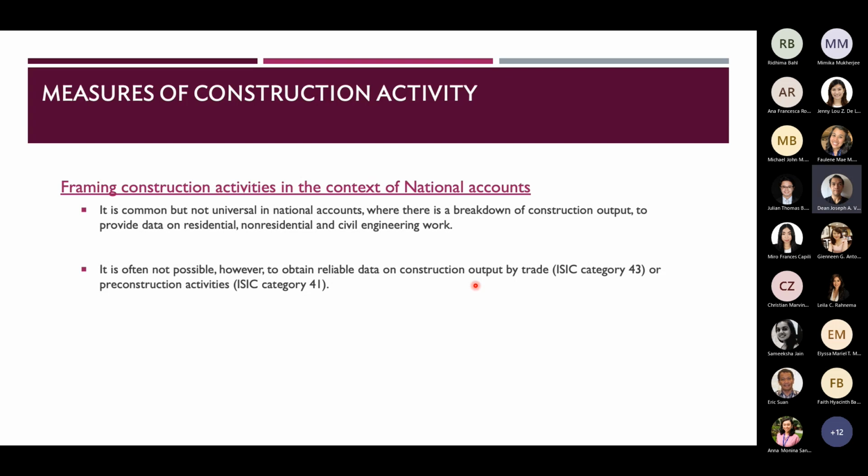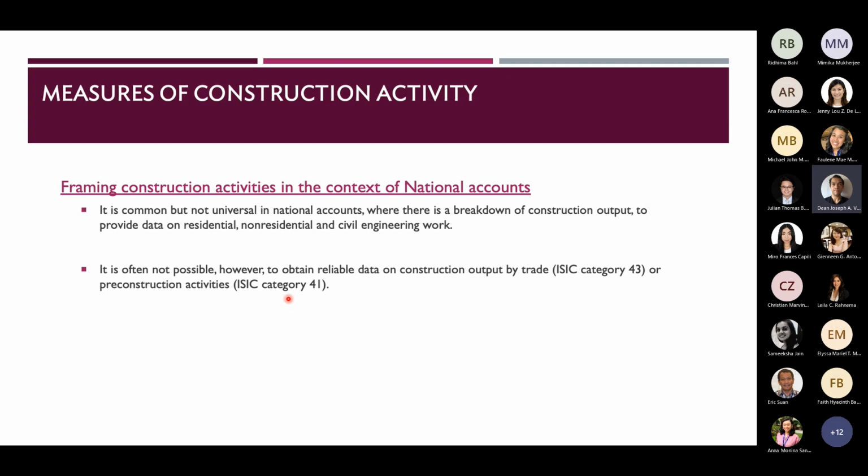It is common but not universal in national accounts to have a breakdown of construction output to provide data on residential, non-residential, and civil engineering work. This is what the Philippines is doing. So the breakdown of the gross fixed capital formation is on the basis of who is investing. But depending on the decision on the use of construction statistics designed by the National Statistics Office, there might be variations in how they want to present output and gross fixed capital formation on construction.